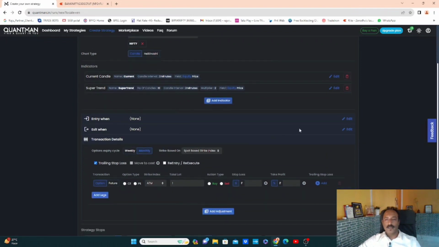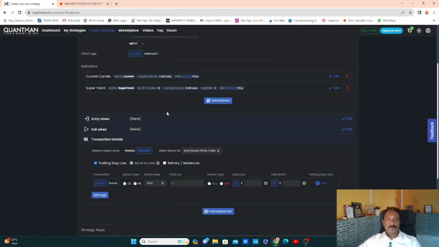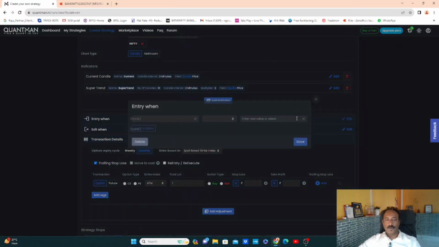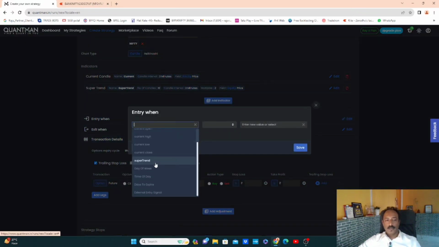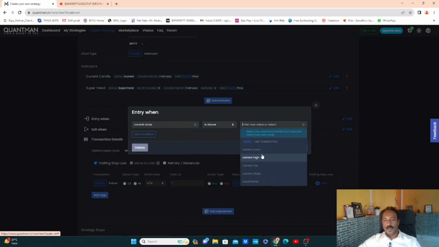So you can edit it when you want to enter, like how we discussed. We will enter when the current candle is above the super trend line, right? So we will define that only. If you edit it here, you will get an option. See, you can choose current close, or current open also you can choose. It's all about your conditions. It's no hard and fast rule that you should go for current open or current close. Usually, many people follow current close and current open as well. We thought current close, we'll see it first. Current close is above the super trend.